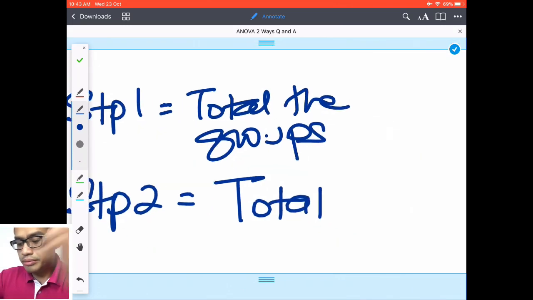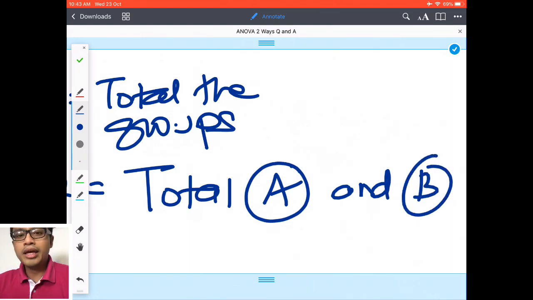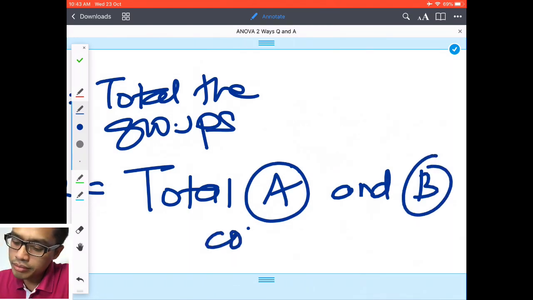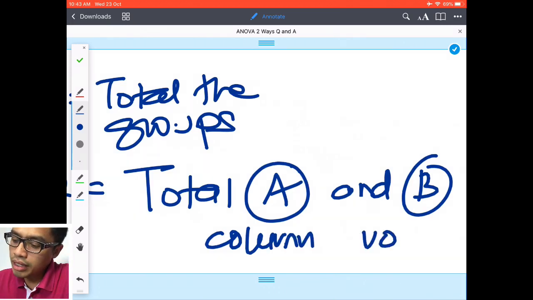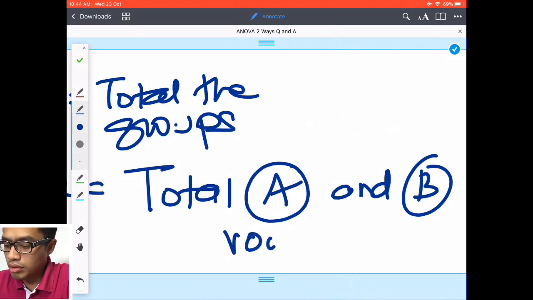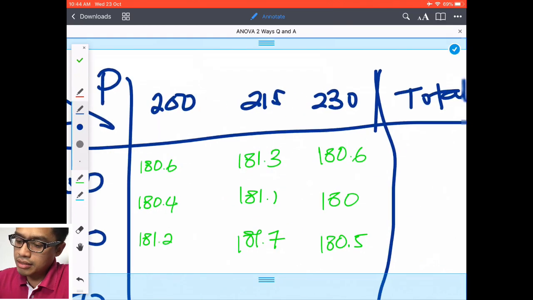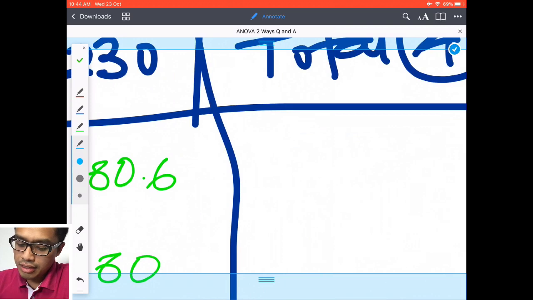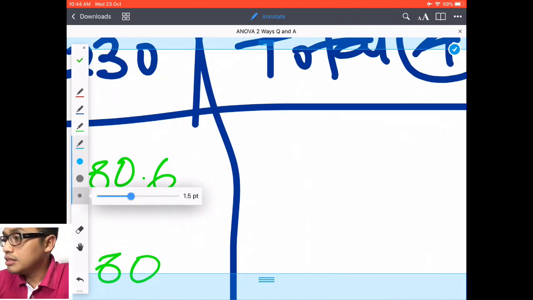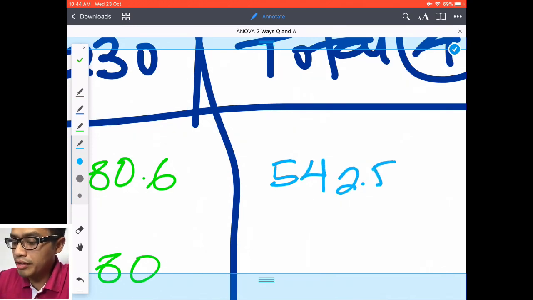Total for A and B. So A will be our column. In this case, column. And B is our row, right? Is it? No. A is the temperature, so temperature is row and B is column. Alright, so let's take another color.